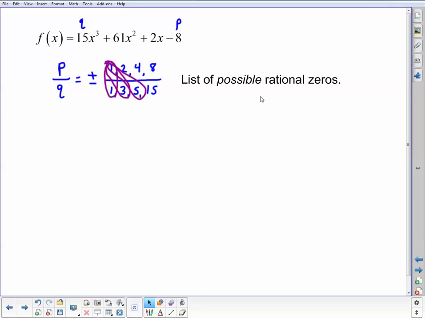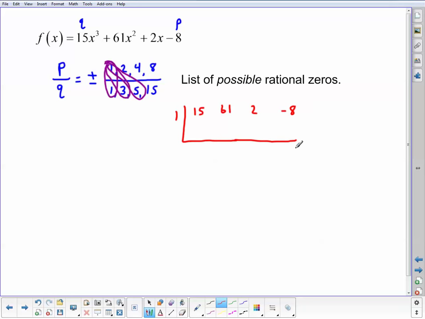So this would be what you'd do if you weren't allowed to use a graphing calculator at all. You would just guess a number from this list and try it out using synthetic division. I always like to just start with something like 1. So I would try 1 with synthetic division. Okay, so let's go ahead and do 1 just so you can see what the process is. So I'd line everything up, 15, 61, 2, and -8. Now remember, I'm looking for a remainder of 0. That's what I want. Now let's see if we get it.